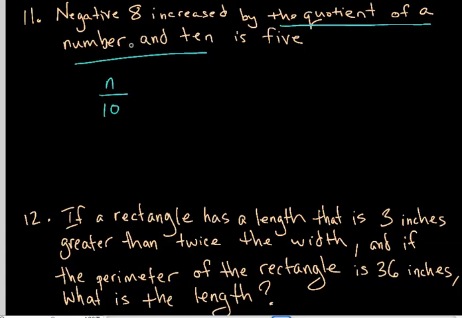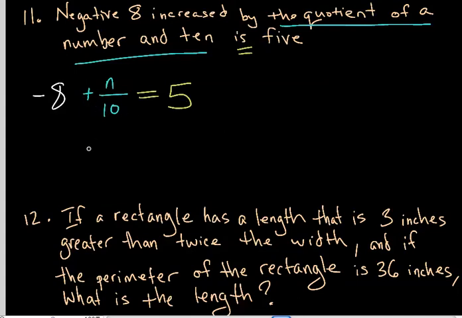All right. So it says negative 8 is increased by that. So that means this has increased the number negative 8. So we write negative 8 plus n over 10. And then after it's increased by that amount, it is 5. So that's equal to 5. Okay? So now we have our constants here, which are the negative 8 and the 5, and we have our variable term here, which is n over 10.